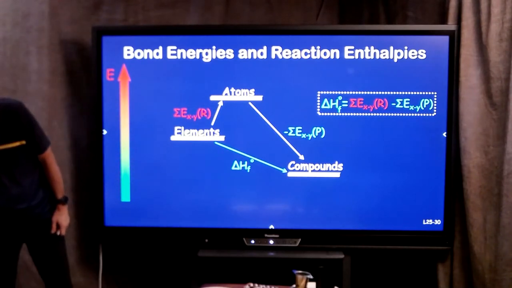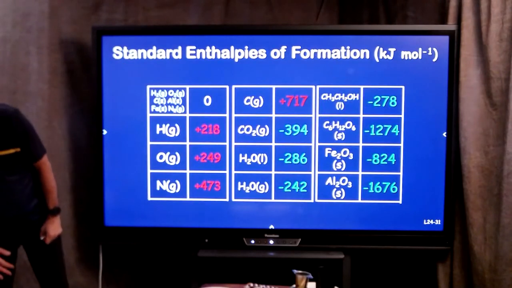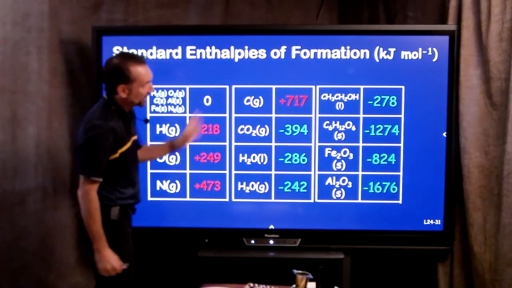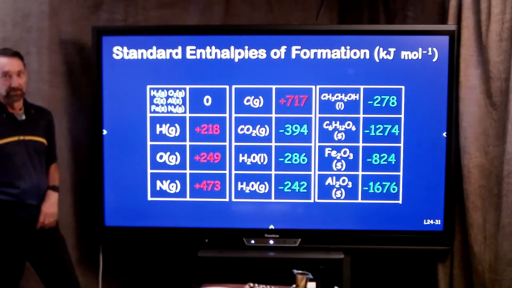Okay. Do you know what slide number that is? So I can go to 31 without running through all the animations. Here are standard enthalpies of formation now. These are the exact numbers.